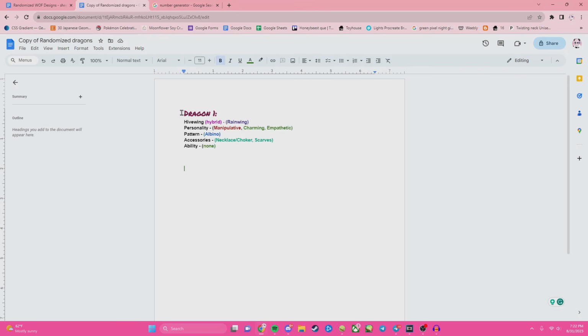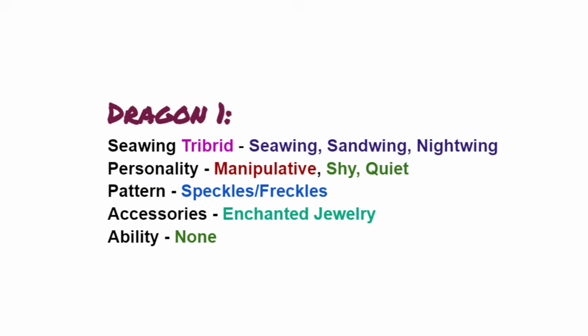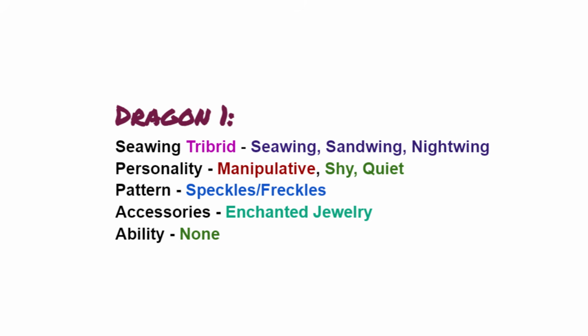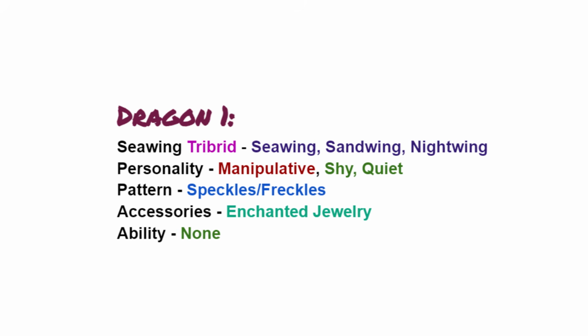And of course, this is Dragon 1. You could copy this, paste it, and put Dragon 2 and roll again. So yeah, I hope that makes more sense. And now that I'm done over-explaining this, I'll go ahead and start showing you the design process for the dragons I rolled. For my first dragon, I got a Sea-Wing Tribrid, a hybrid between a Sea-Wing, Sandwing, and Nightwing.